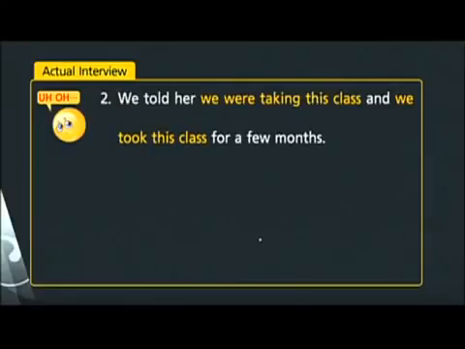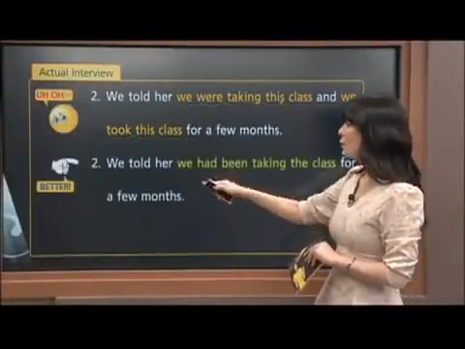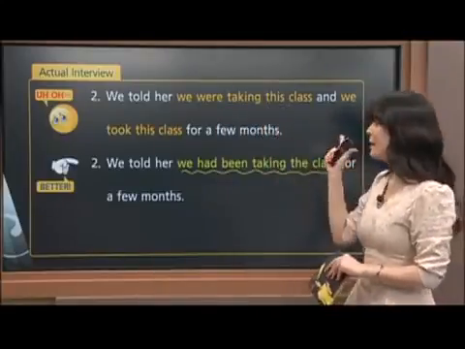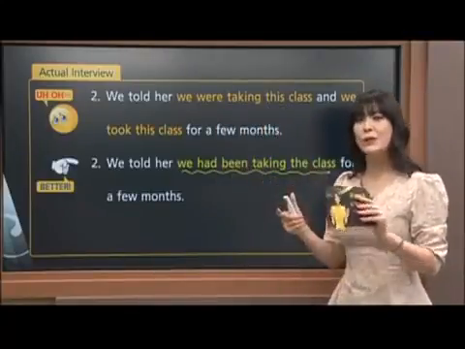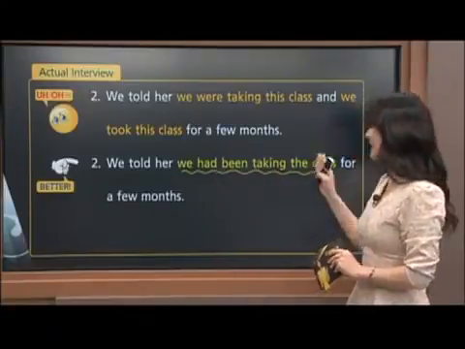We told her we were taking this class, and we took this class for a few months. Now, take a look at the tense here, okay? It's always important for you to, that's right, maintain the same tense. So it's better to say, we told her we had been taking the class for a few months. Take a look. We were taking this class, you're taking it, and then we took this class. You're taking it and then took. You're talking about a past incident that's continuing on until now, so you should say, we had been taking the class for a few months.